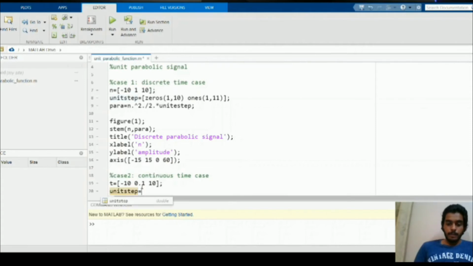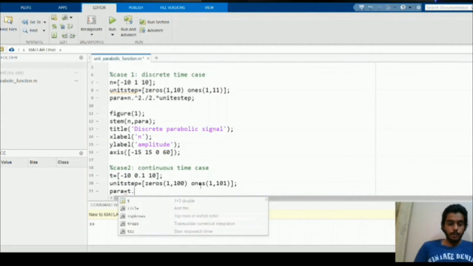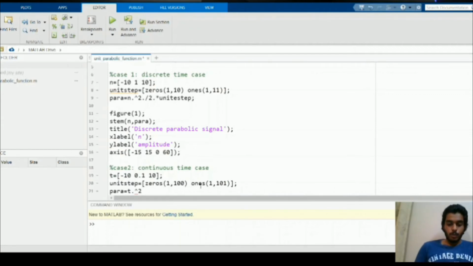The unit step signal will be zeros, where we need a zero column vector of 1 comma 100, since the increment is 0.1, and a ones vector of 1 comma 101. Our parabolic function will be para, which will be t dot raised to 2 dot star 2 dot times the unit step signal.